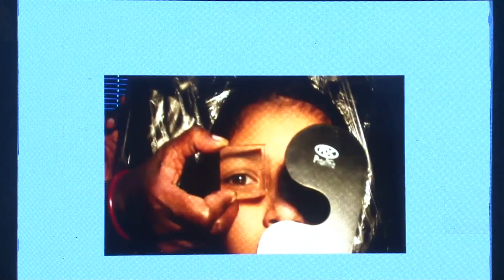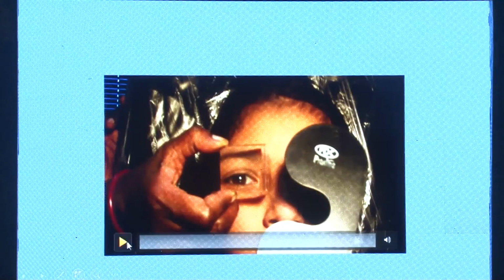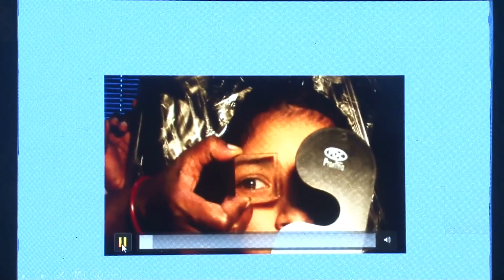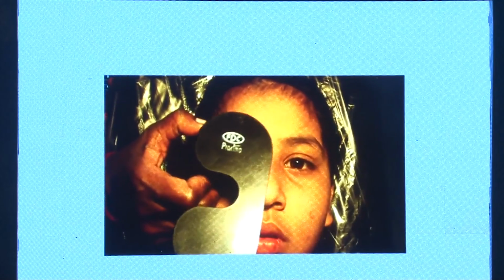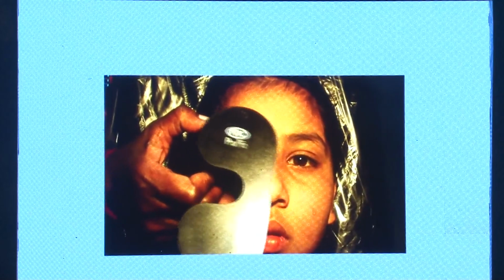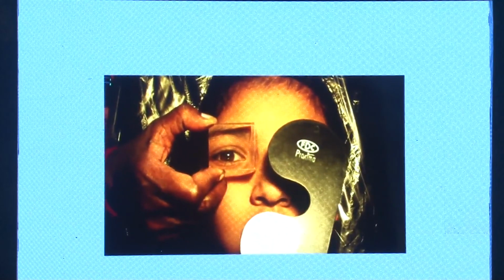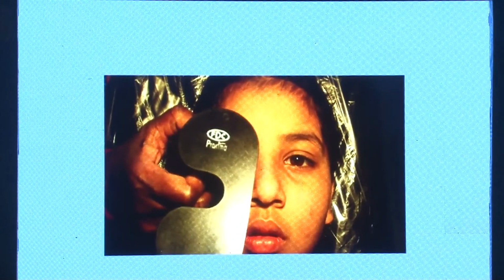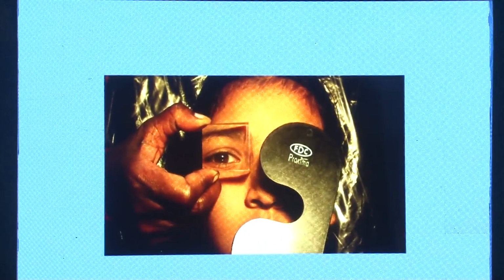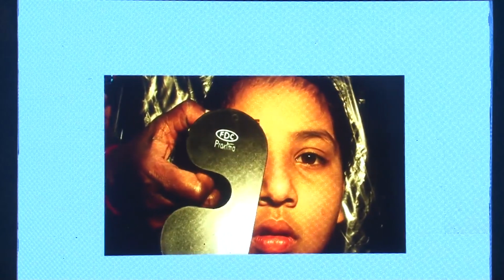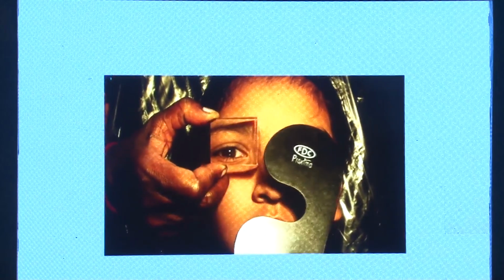Now, so this is how you measure, simple measurement. And you see, I am not doing a cover uncover. I am doing an alternate cover test because you always measure with the alternate cover test to have the full amount of strabismus.